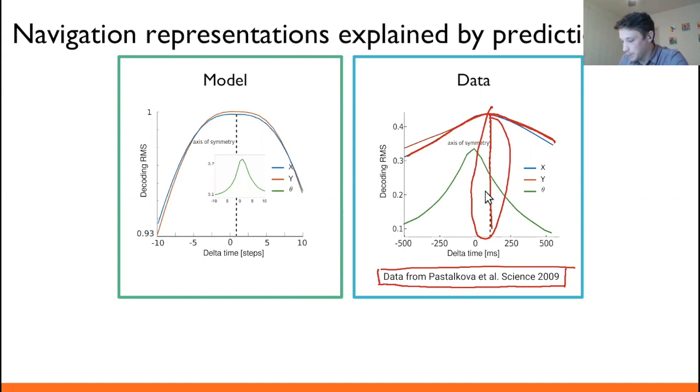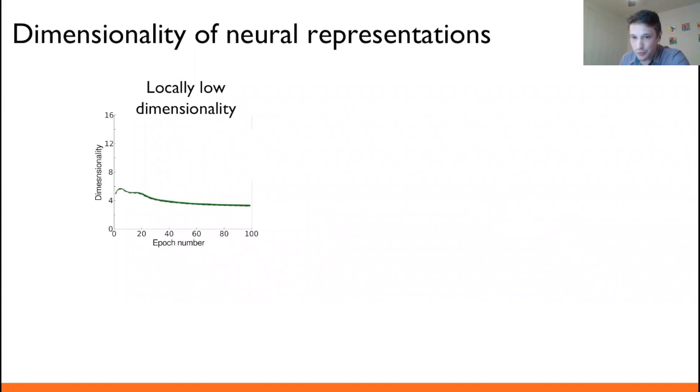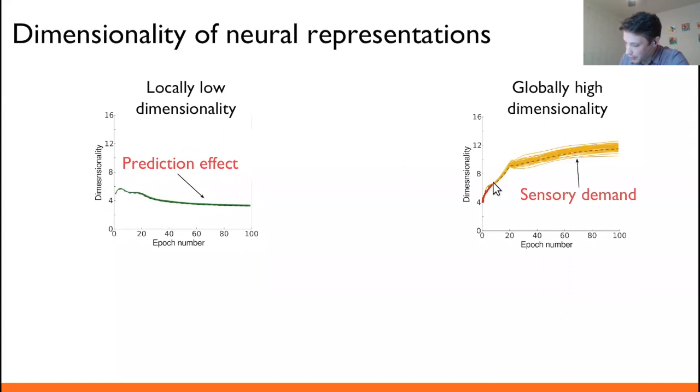Going back to why this representation builds in such a way, the reason we believe is the following, and there are more analyses in the paper that show that this is the case: over the course of learning, the local dimensionality goes down. This seems to be a prediction effect, meaning that the predictive demand on the network drives the local dimensionality of the representation to be low. On the other hand, the global dimensionality of my representation goes up.